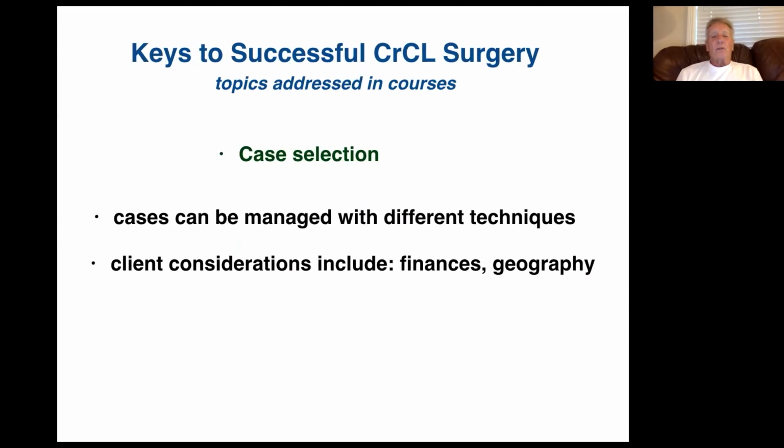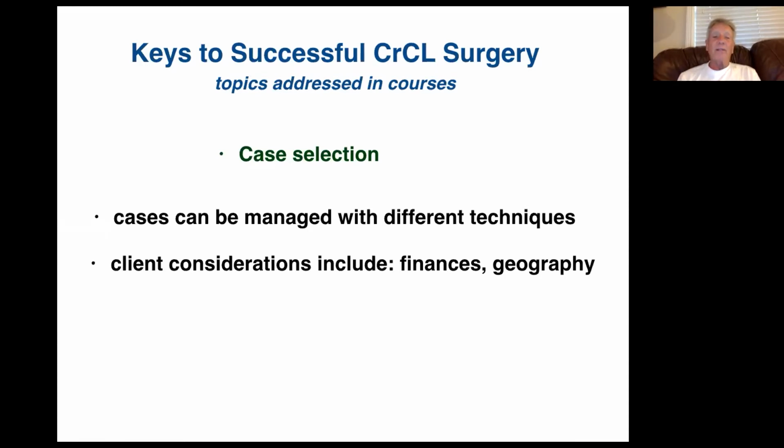So case selection first. Cases can be managed with a number of different techniques, and a lot of this is going to depend on your expertise. And do you want to start with, if you're not doing knee surgery yet, probably the best place to start is with the techniques that are a little bit easier to learn, and that might be the extracapsular techniques. And there's some things that are a little bit different in today's time about the extracapsular techniques that can make your surgery much, much more successful.